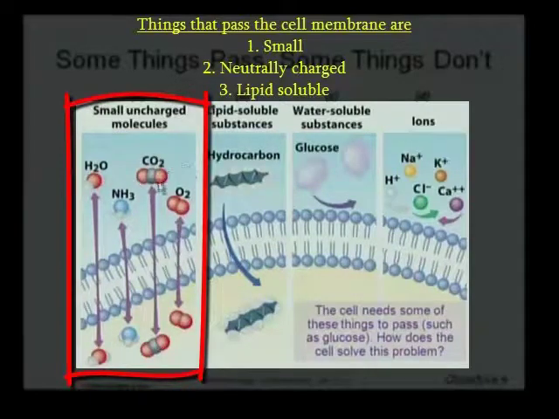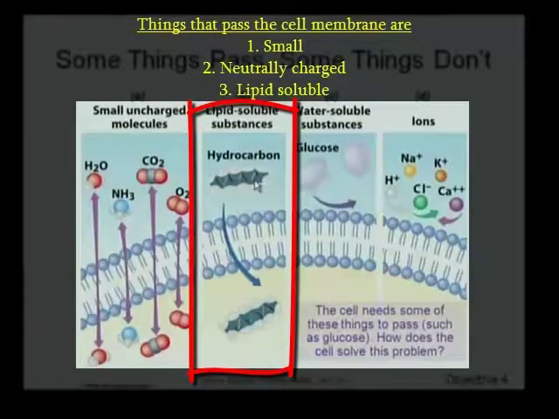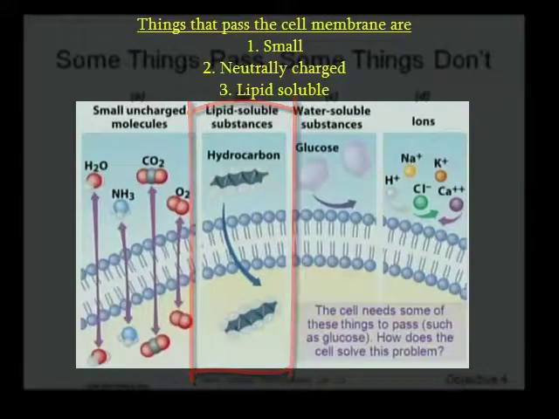So here's small and neutrally charged, okay, and to some degree lipid soluble, so they fit. So our ability to have water move, our ability for our ammonia to move, CO2 to move, and oxygen to move. Now notice here's a great big hydrocarbon. Remember, a hydrocarbon is carbon and then totally saturated with hydrogens. It passes because it's neutrally charged and lipid soluble. May not quite fit the small category, but it fits the other two of those three.